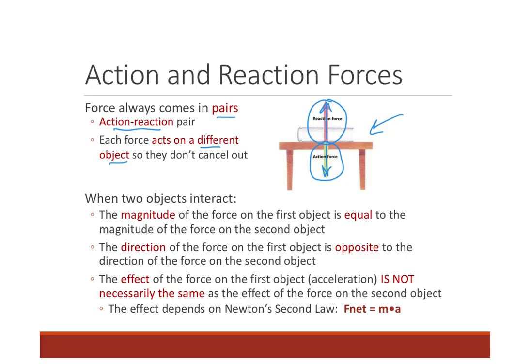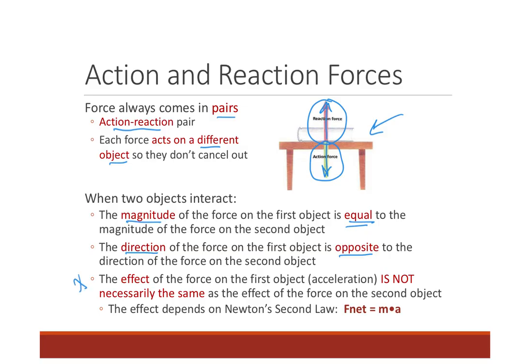When two objects interact, such as this book and the table, the magnitude, or the size, of the force on the first object is equal to the magnitude of the force on the second object. So the amount of force the book is placing on the table is equal to the amount of force the table is placing on the book. But the direction of the force is opposite. So of course you can see that from the arrows. The book is exerting a downward force and the table an upward force.